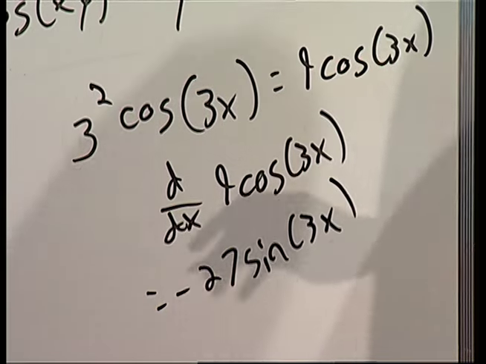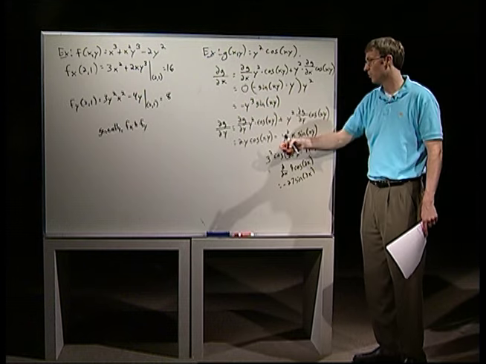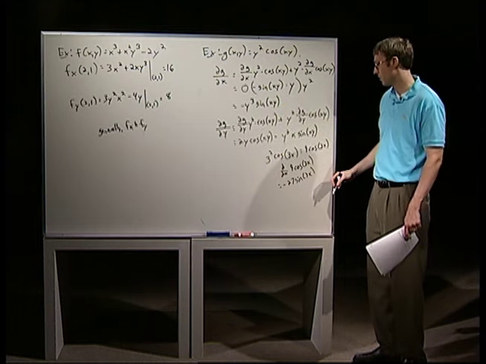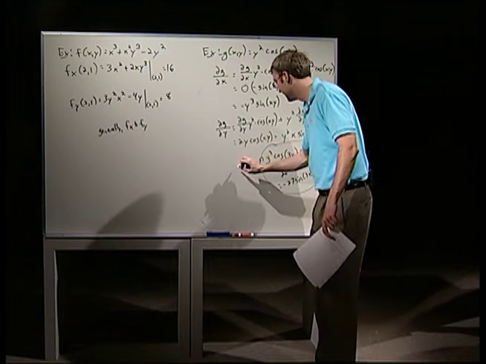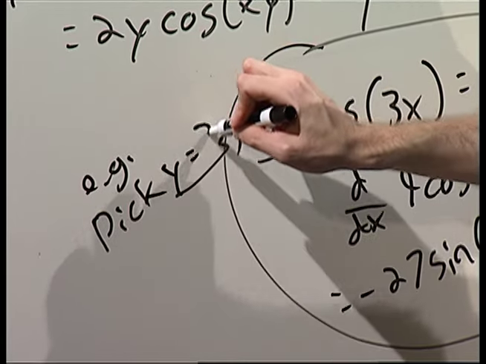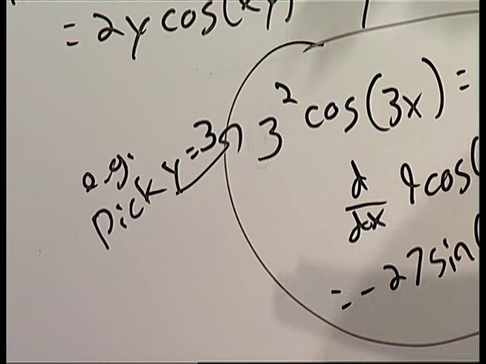And take a look. y was 3. Look at this up here. This is negative 3 cubed sine 3x. So if you're sort of stuck, you can always pick a value for y. So say here, e.g., pick y equals 3, or whatever value you want, and then do it that way. I think this is a good way to do it early on, especially if you're having trouble with these kinds of problems.